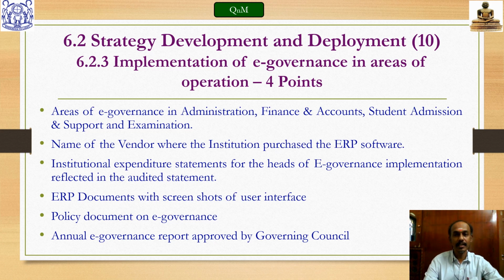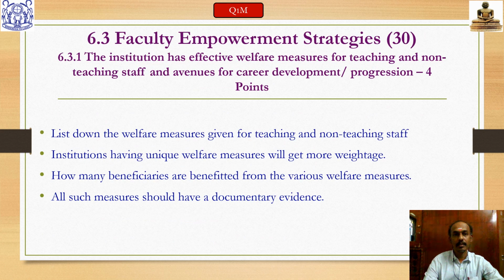As I said, for any point, any metric, you need this policy document. So the annual e-governance report has to be approved by the governing council. This is quantitative information. So moving on to the next, 6.3 is faculty empowerment strategies.